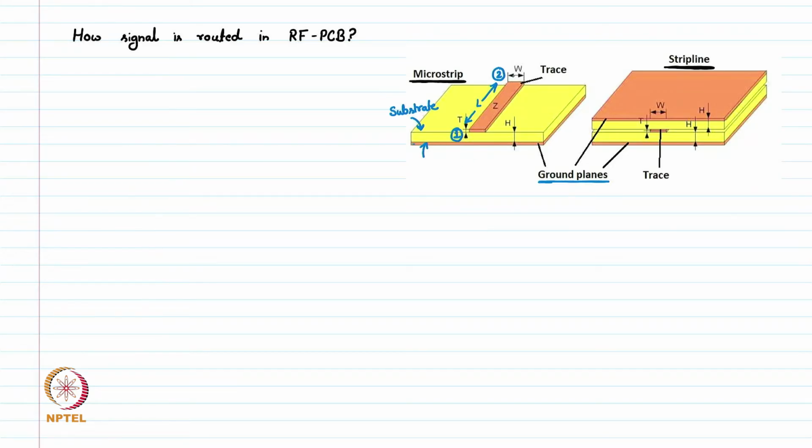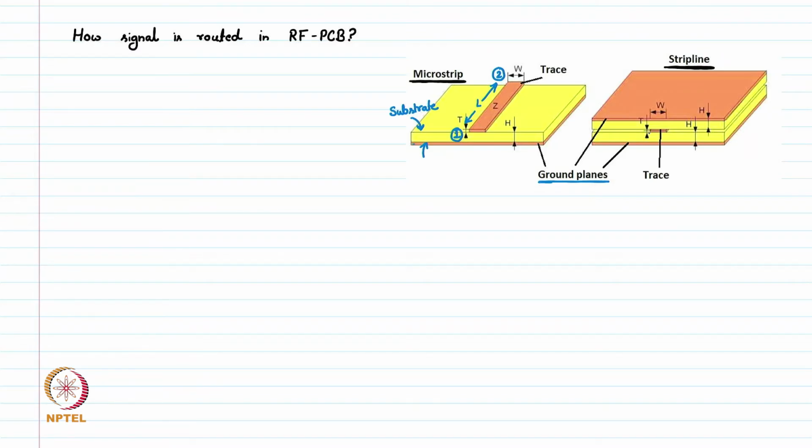So this is the structure of microstrip line where the signal travels from point 1 to point 2. This is very widely used. Also there is another structure very widely used, which is strip line.